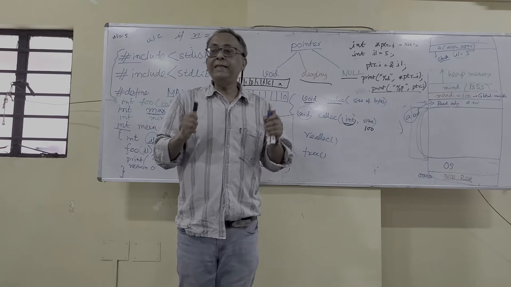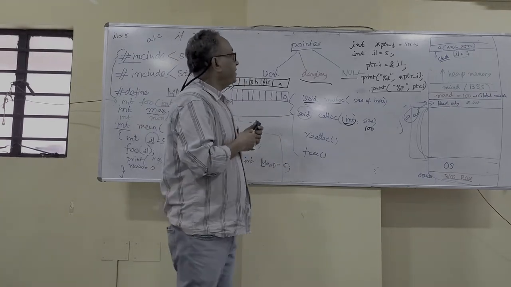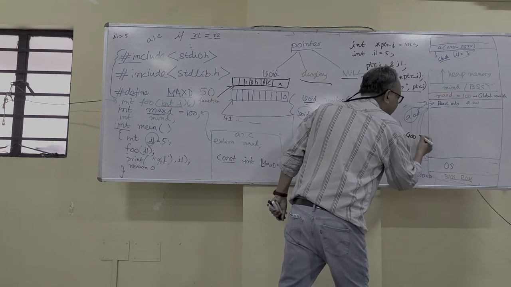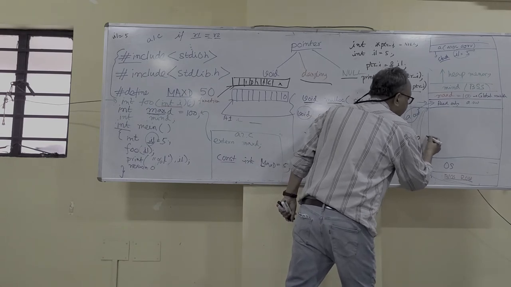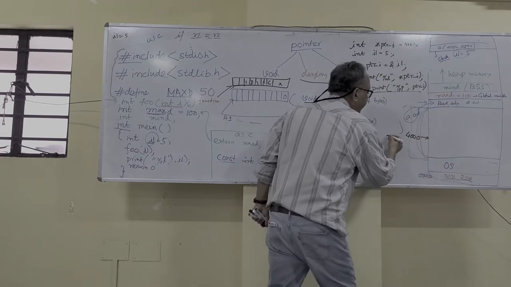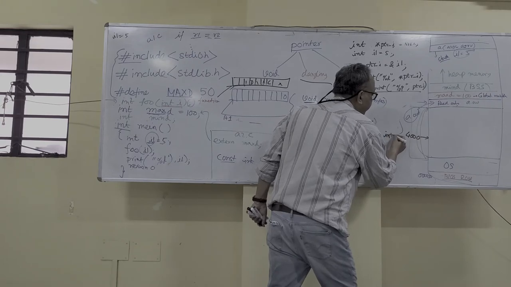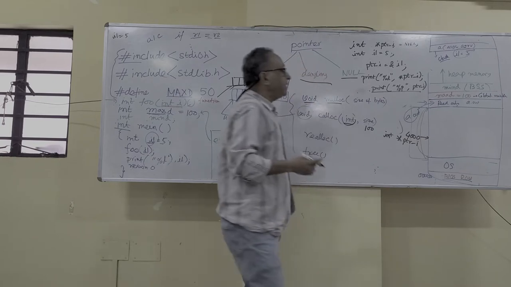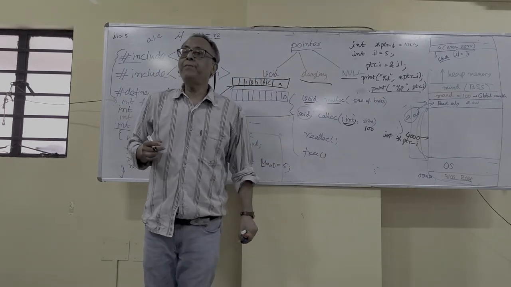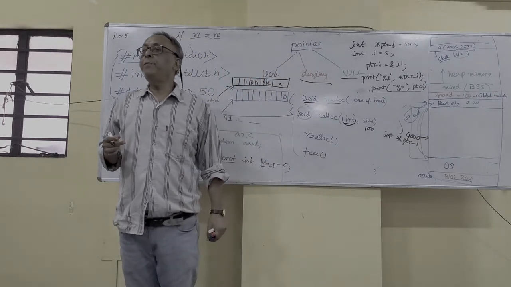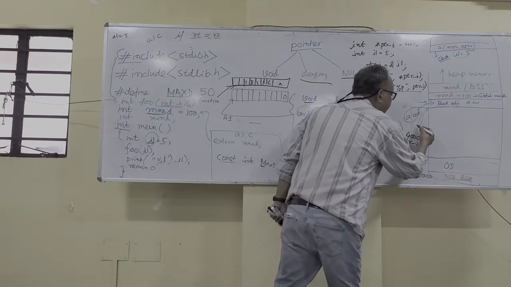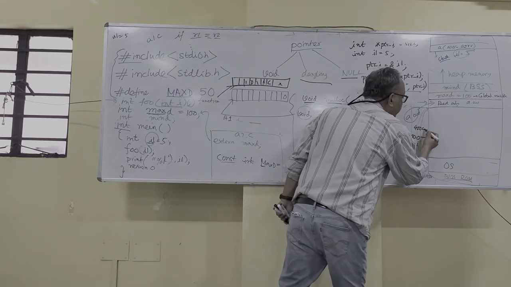If an integer type pointer, say it is at 4000, and some pointer is here. This is an int star pointer I. If I say pointer plus plus, what will be the location it will address to? It will address to 4004.